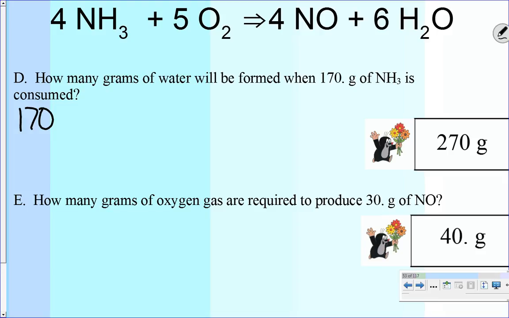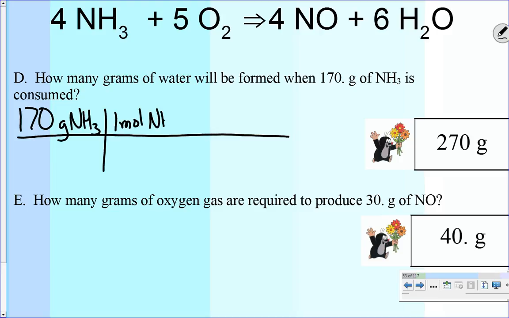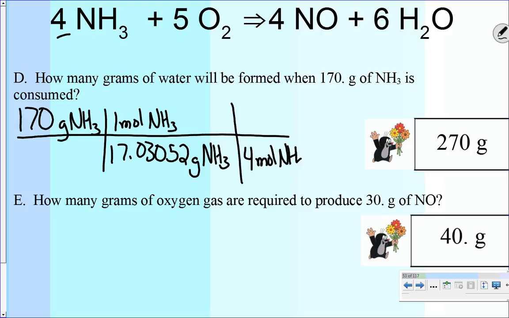We had 170 grams of NH3, 1 mole of NH3, 17.0, blah, blah, blah. Sorry, that's your GFM for NH3. That puts me into moles. Now I'm going to go up to my equation. I need moles of NH3 on the bottom. So there's a 4. And then I need to convert this. I want to compare it to water. So I've got a 6 in front of H2O in the reaction. So 6 moles of H2O.